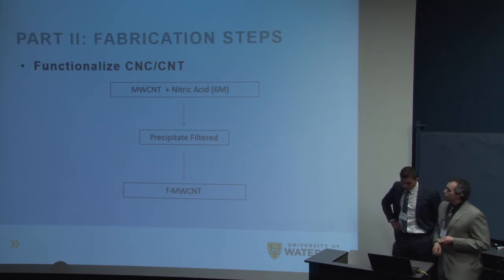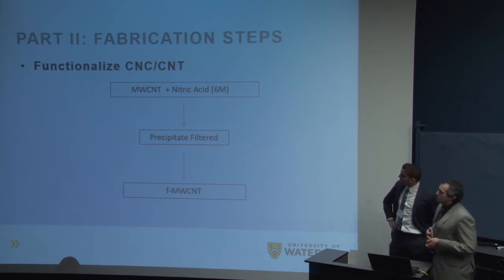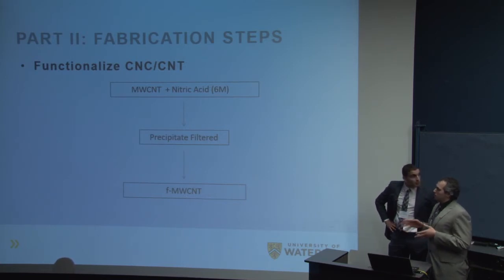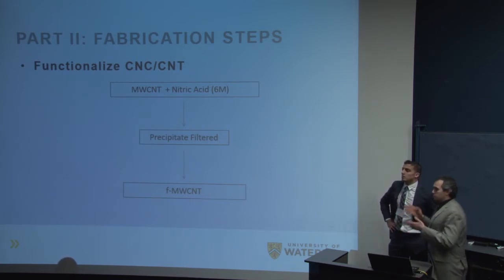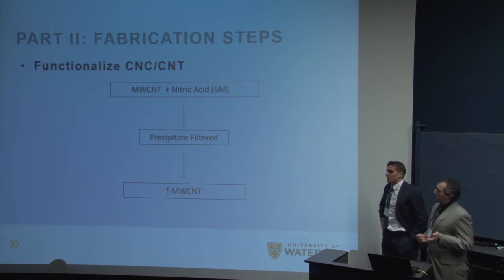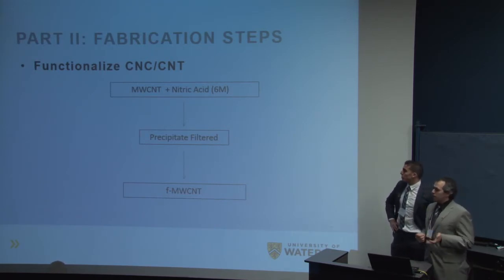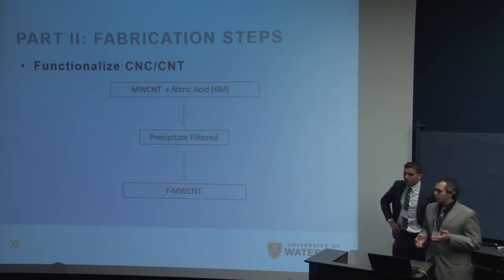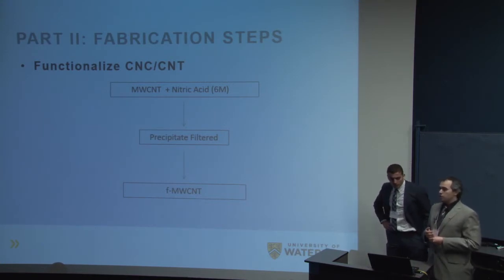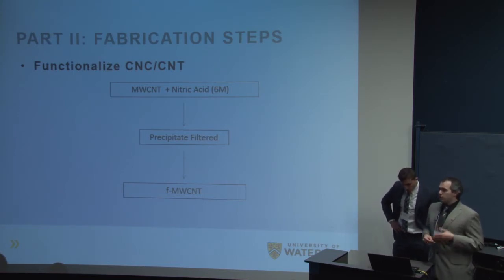These are the steps we took to functionalize our CNT. The process for functionalizing CNC is a little more involved, but the main steps are pretty much similar. So you add an acid, and once you add an acid, then you do a reflux for around 24 hours to 48 hours, depending on how much functionalization you want to do. And then you filter your solution, and you take your filtrate, you add your polymer to it.